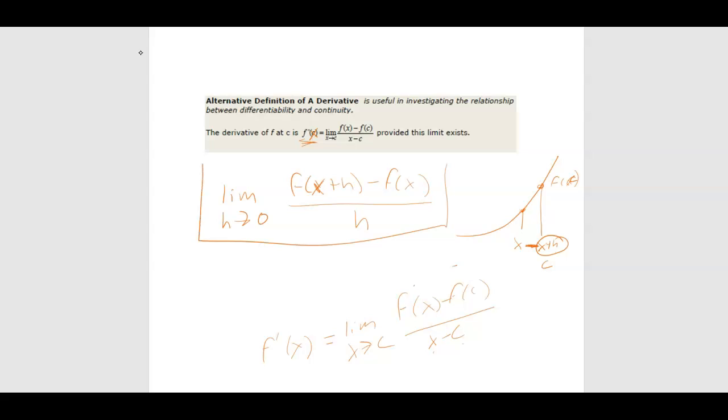We will be working mostly with this definition of the derivative, though, but I just want to show you it's just a different way of noting the same concept.